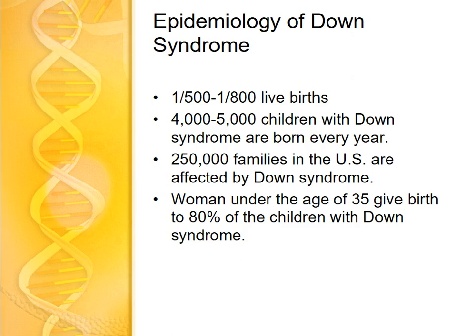4,000 to 5,000 children are born with Down syndrome every year, and 250,000 families are affected. Women under the age of 35 give birth to 80% of children with Down syndrome. So even though a woman's individual risk increases as she gets older, the vast majority of babies born are born to women under the age of 35.